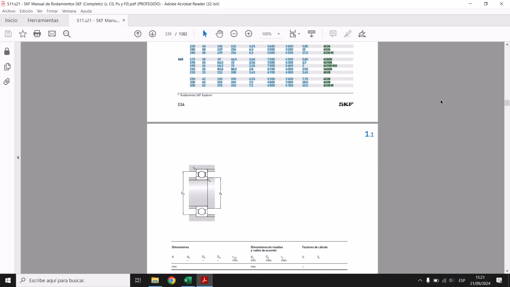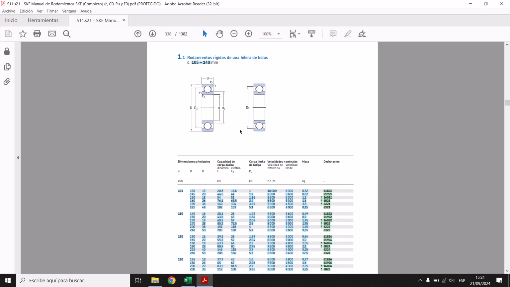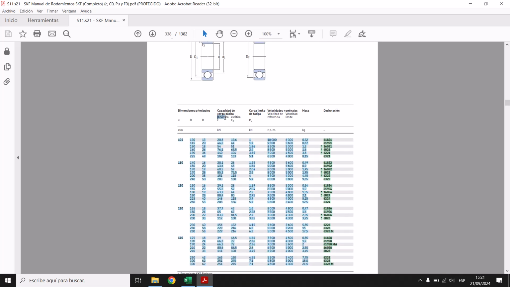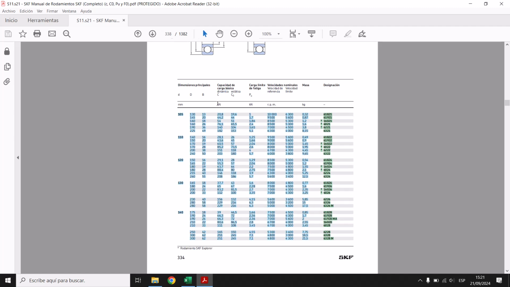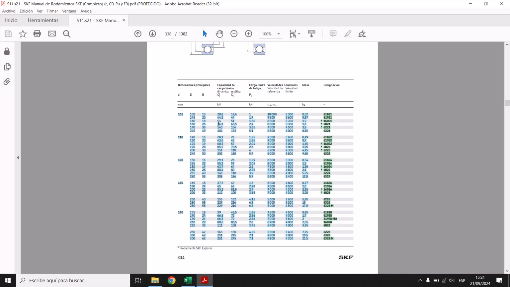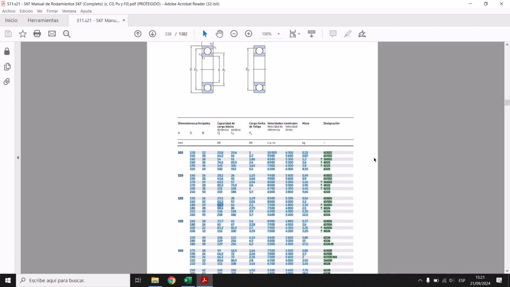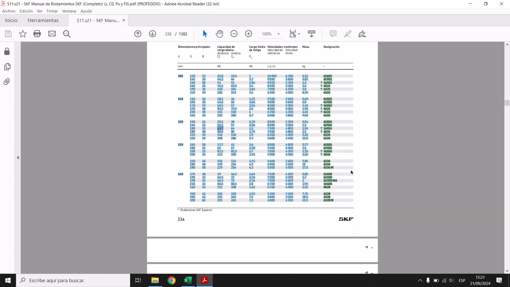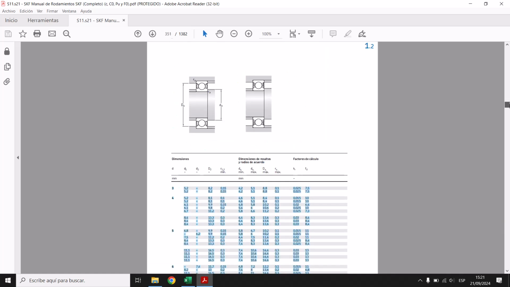Here you're gonna have this information, the dynamic load C. As you can see, it's in kilonewtons, and you should have a bearing that can support 55.79 or 56. So this one is 54. Now we don't need that bearing. This one is 63.7, which is too much. So let's check 55.3. No, almost, but no. That's how you should search it.